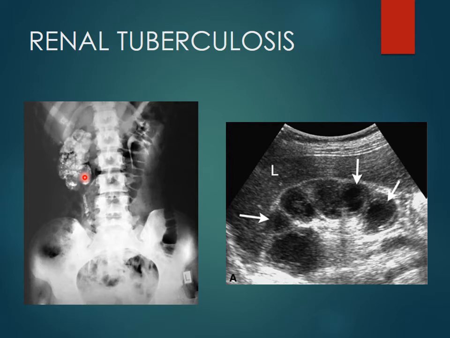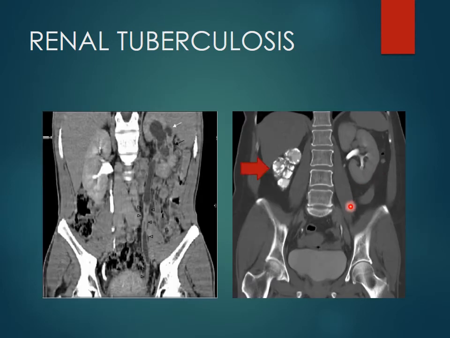And on ultrasound, one may be able to identify multiple hypoechoic masses within the involved kidney that would represent the granuloma formation that is seen in renal tuberculosis. CT scan imaging findings for renal tuberculosis would include amorphous dystrophic calcification, as being pointed out by the red arrow in the right image. The right kidney would show these calcifications.